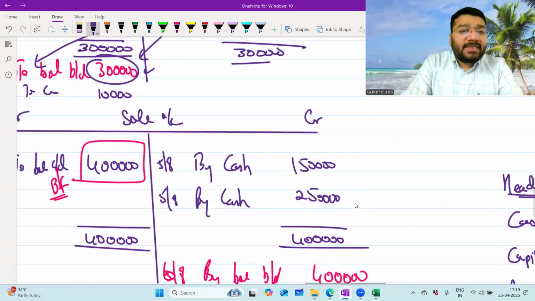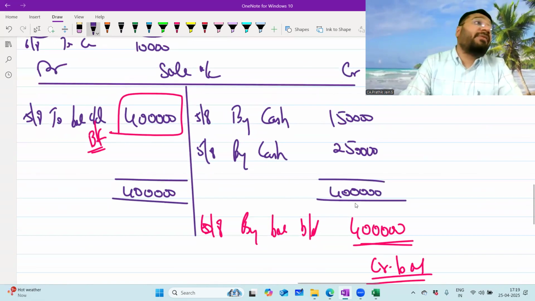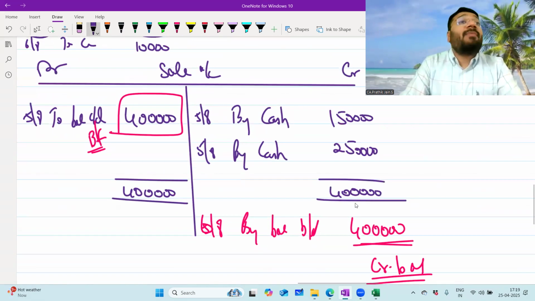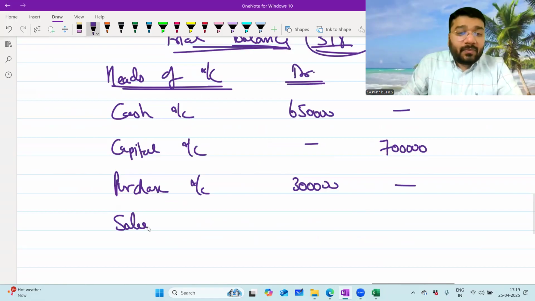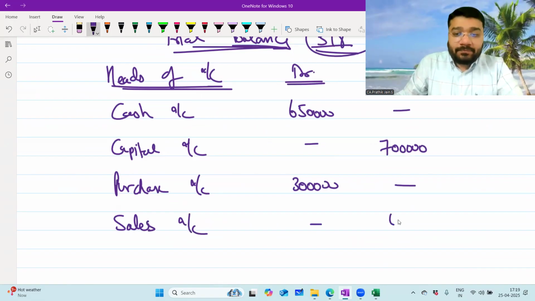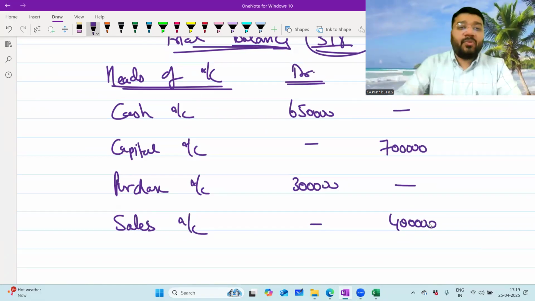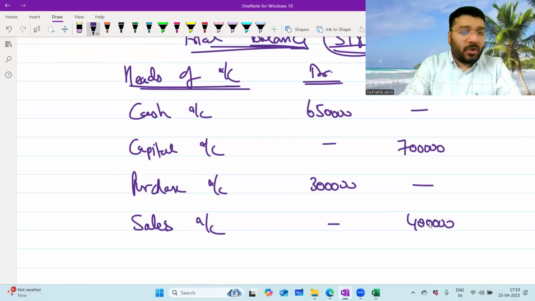Next is what? Sale account. Sale account is having a balance brought forward of 4 lakh. Which side? Credit side. So what balance? Credit balance. Which column? Credit column. No problem. Okay.